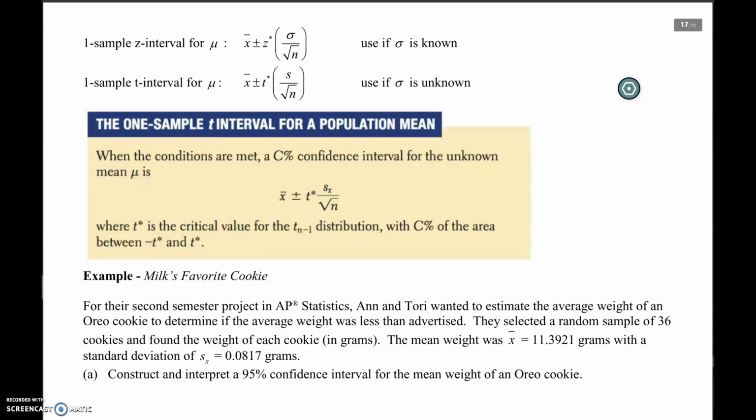Okay, so we're ready to actually calculate our confidence intervals. We've kind of laid the foundation in class. So there are two intervals that we're going to calculate. We're going to calculate a one sample Z interval for the mean, for the true population mean.